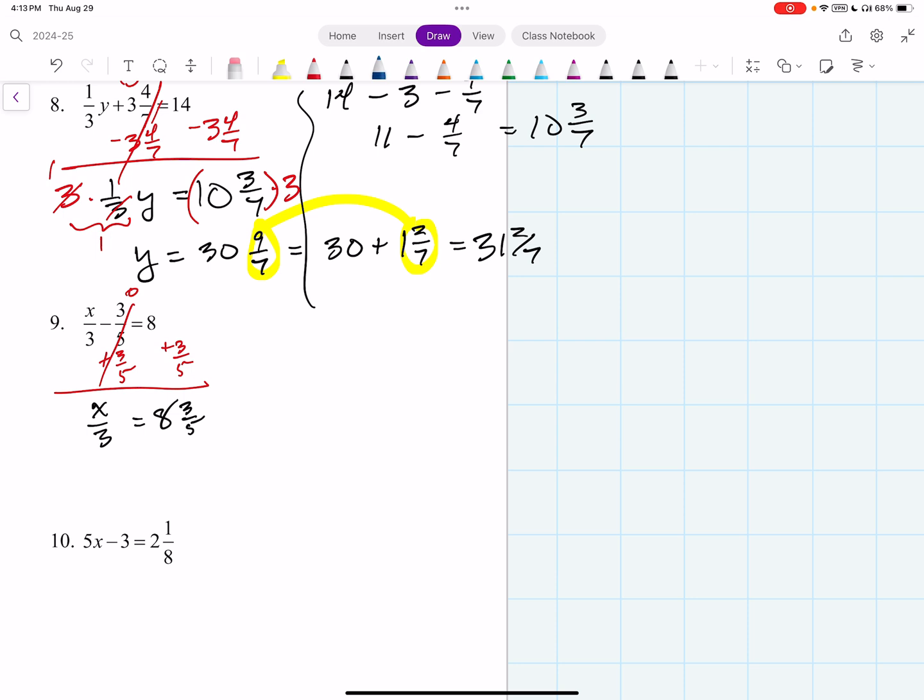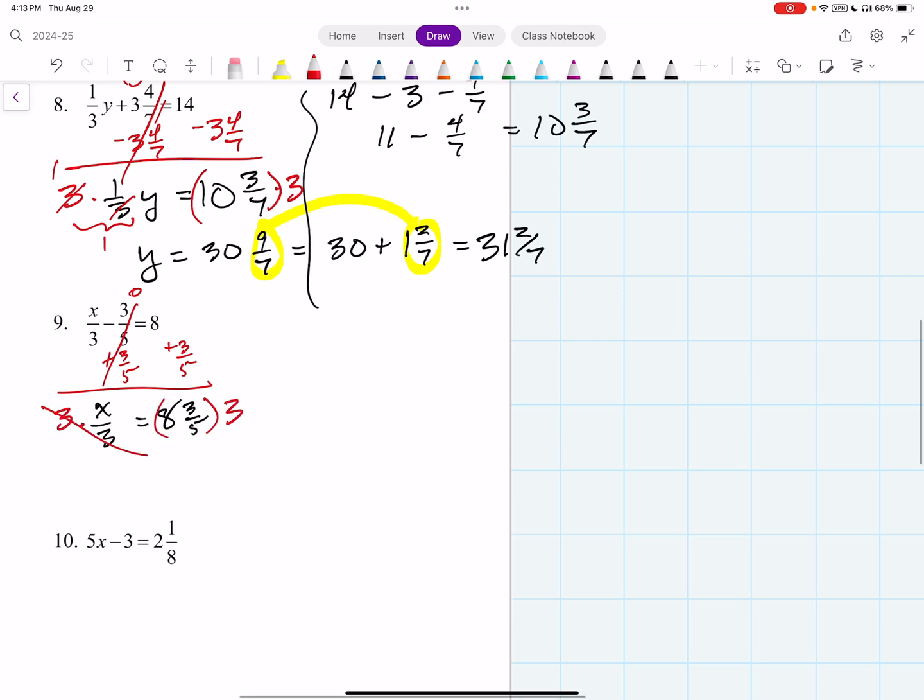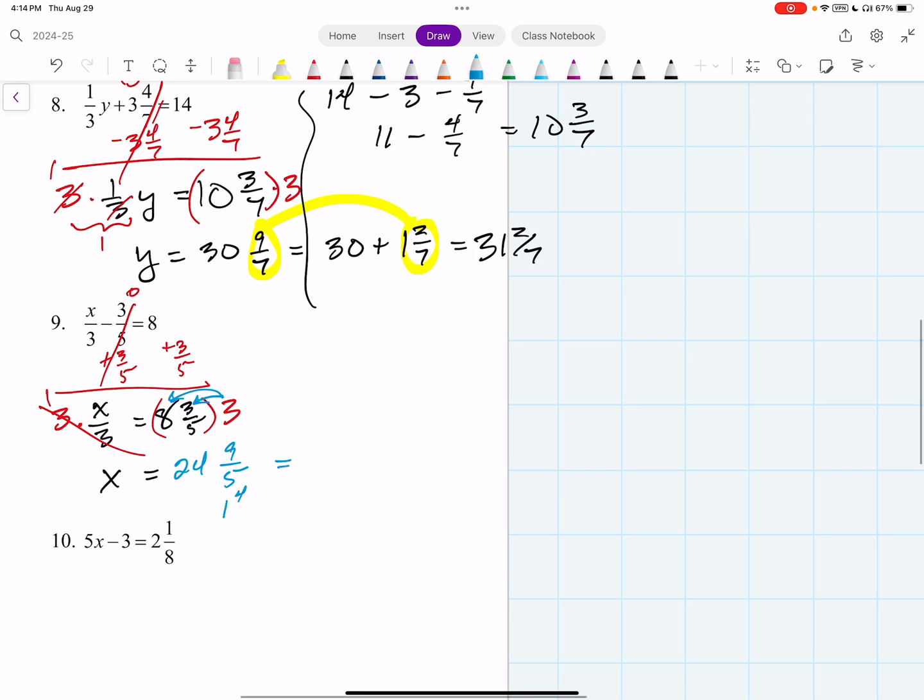And then we just multiply both sides by 3. Again, the reciprocal. So times 3 on the left, times 3 on the right. Simplify on the left, you get x. 1 times x is x. The 3 divided by 3 is 1, and then 1 times x is x. And then here you distribute twice, right? So 8 times 3 is 24, and then 3 times 3 is 9, so 9/5. And then 9/5 is 1 and 4/5. So 24 plus 1 and 4/5 is 25 and 4/5.